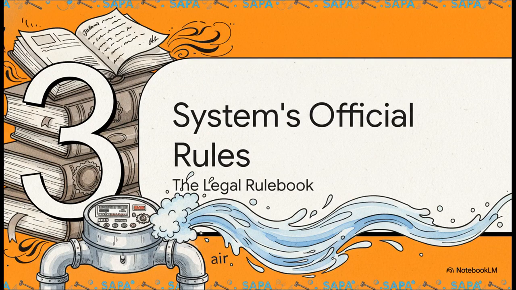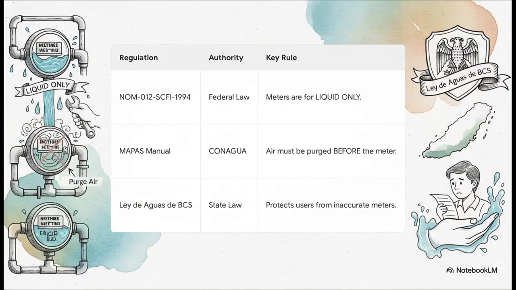Okay, so it's a huge problem. But here's the good news. There's an official rule book. And SAPA, the water utility, is supposed to be following it. This slide right here, this is your legal ammunition.